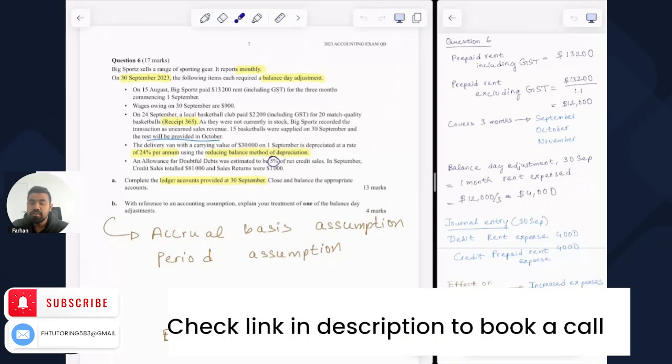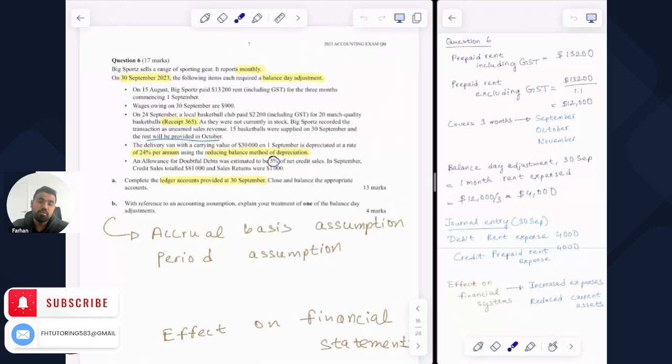Everyone, Farhan here. So today you will solve question 6 from 2023 past exam. In this question, you will record the balance sheet adjustments by preparing the ledger accounts. You will also understand the accounting assumptions, which explains the treatment for balance sheet adjustments.